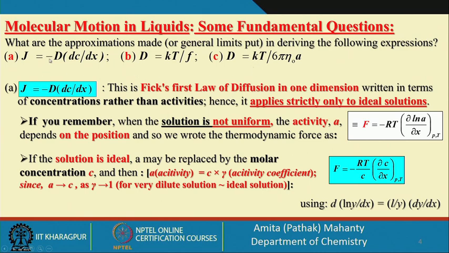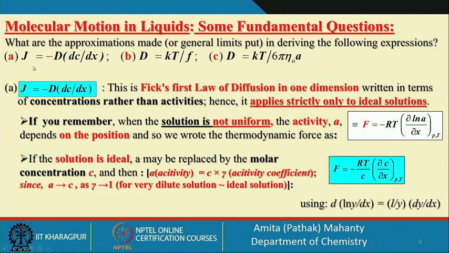This is Fick's first law, this is the diffusion coefficient which we calculated through the Stokes-Einstein relationship, and this is also the Stokes-Einstein relationship where f has been replaced. Okay. If I have these three expressions, the question is, what is the approximation made, or what are the limits under which we derive these following expressions. So, let us look at the various approximations we have taken while deriving these expressions.